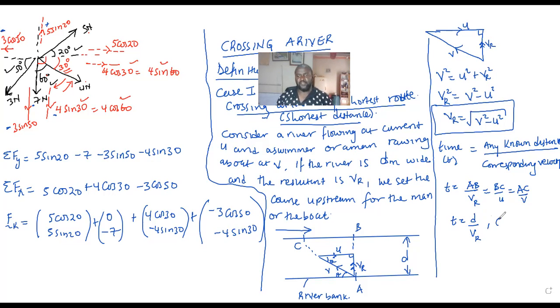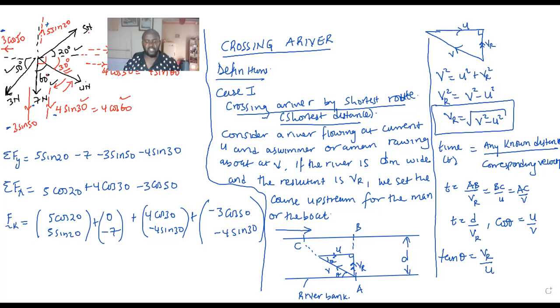Also, they can ask you for the angle set to the bank. Cos theta is equal to U out of V. Sometimes you can also get tan theta is equal to VR out of U. So all those definitions can help us in crossing the river by shortest route. So that is the first definition. If we don't have any questions, you can have the definition down.